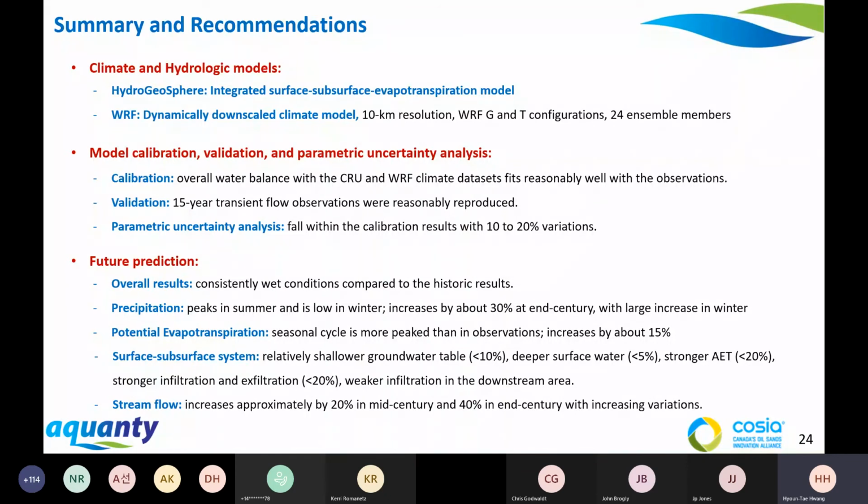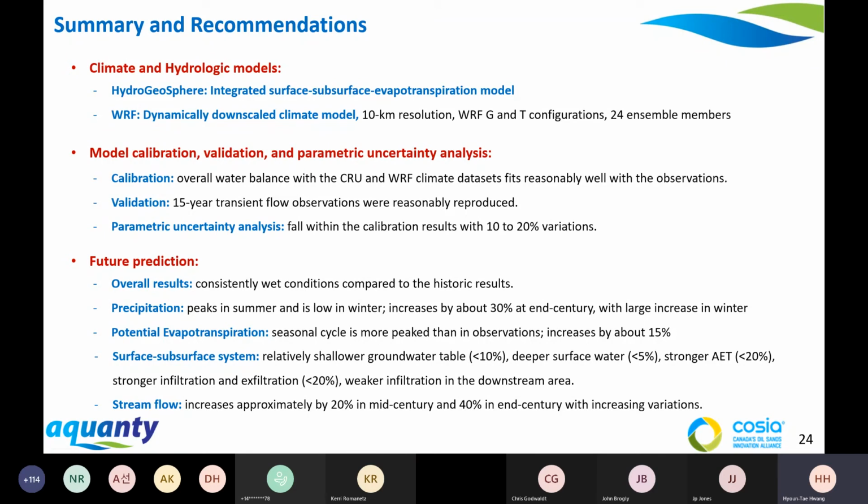Based on the calibration result, there is a high agreement between observation and simulation result. Based on the validation, the ARB model can reproduce seasonal variability for 15-year transient flow conditions. And based on parametric uncertainty analysis, all 108 simulation results fall within the calibration result with 10 to 20% variations, which means less uncertainty in the ARB model.